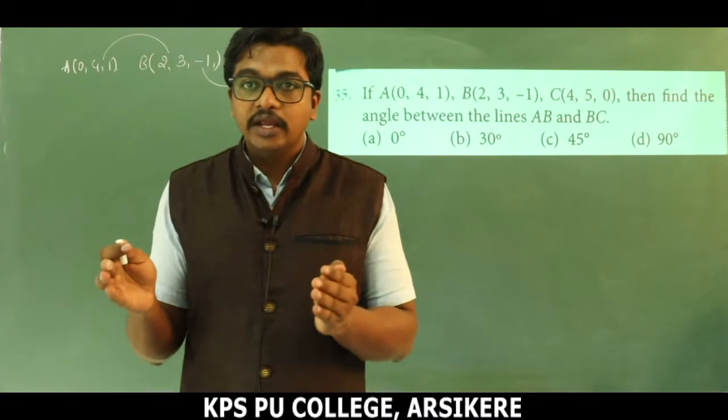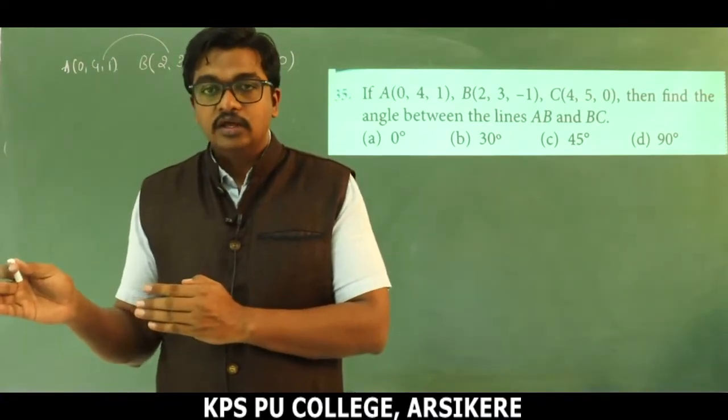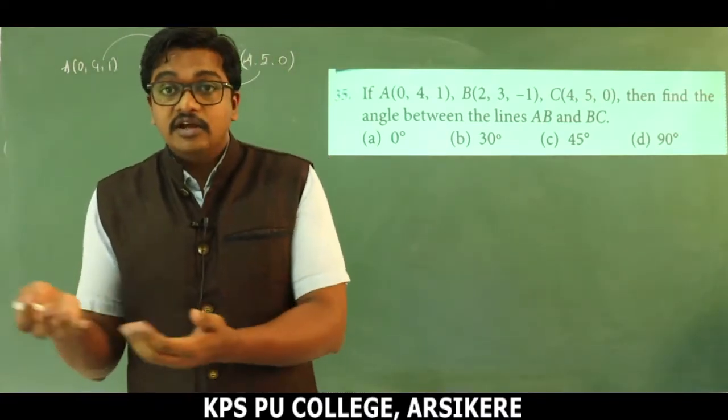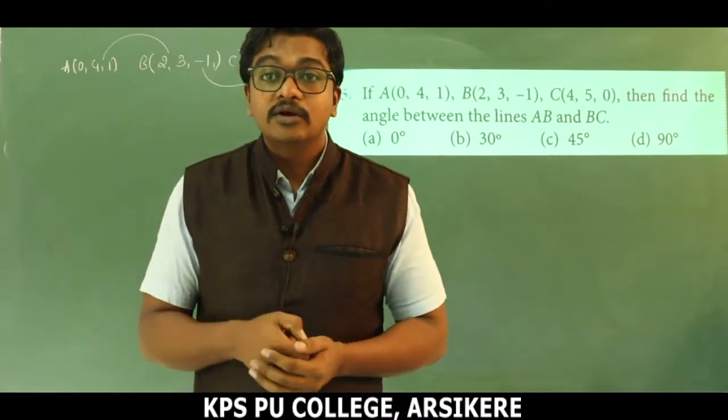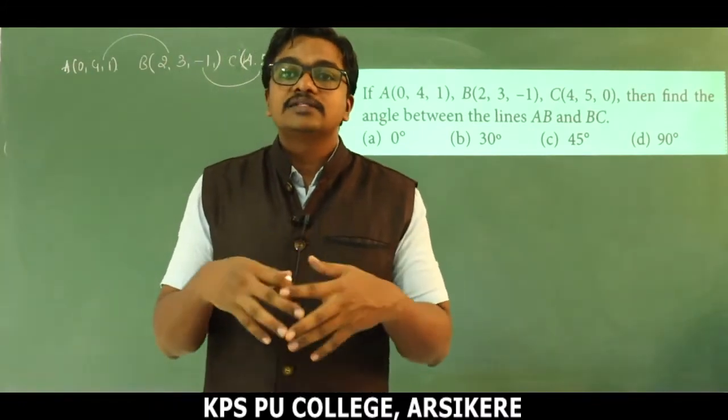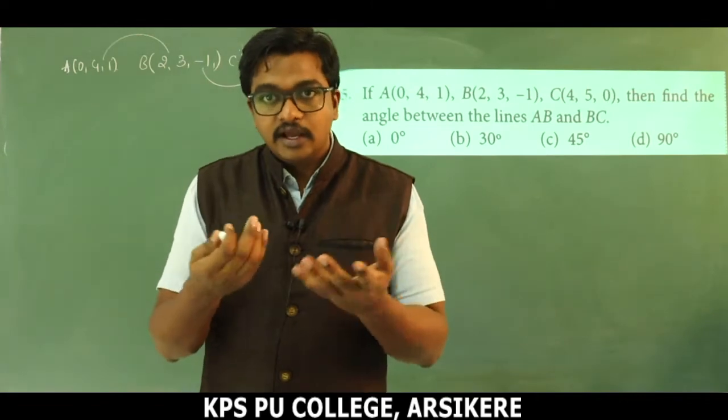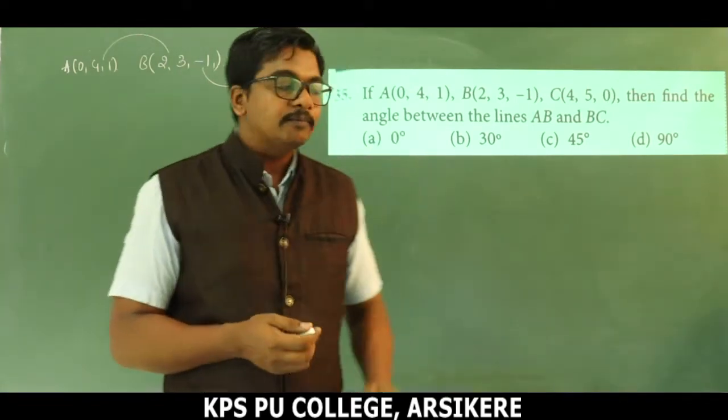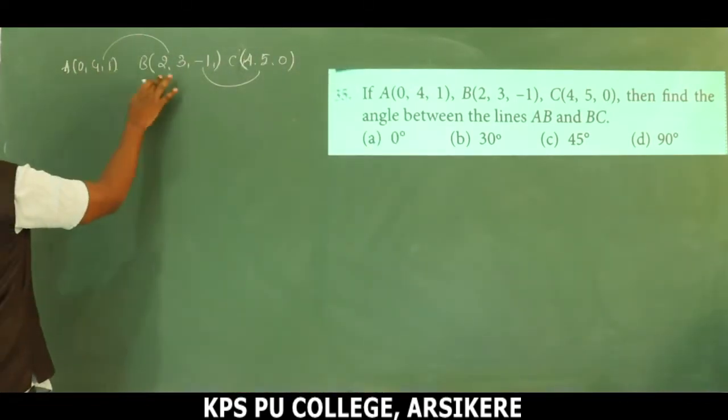If A1 A2 plus B1 B2 plus C1 C2 equals 0, then we conclude that the lines are perpendicular to each other. Once the lines are perpendicular to each other, the corresponding angle is 90 degrees. Observe here. Find the direction ratios of AB.